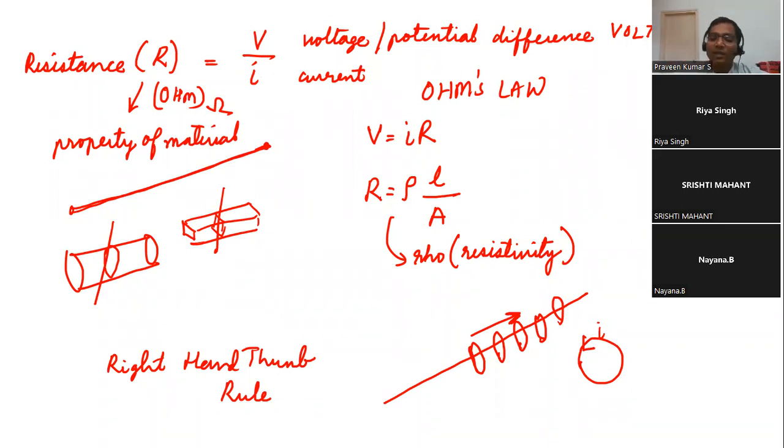Okay. So for both of them, you can use this. Finally, what is this telling us? It is telling us that whenever there is a current, there is a magnetic field. And what is the direction of that magnetic field? This is given by the right hand thumb rule.